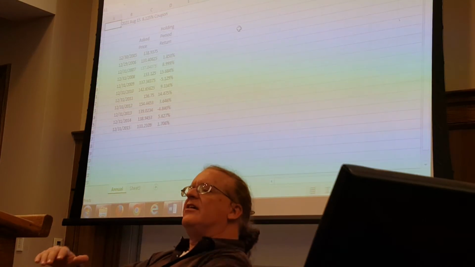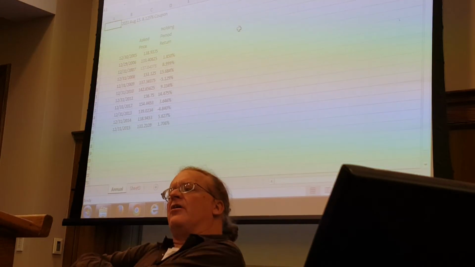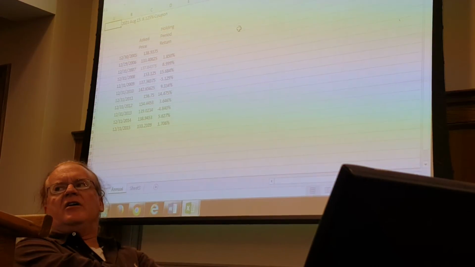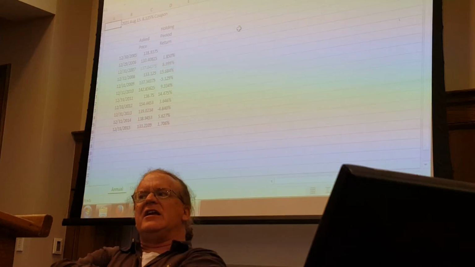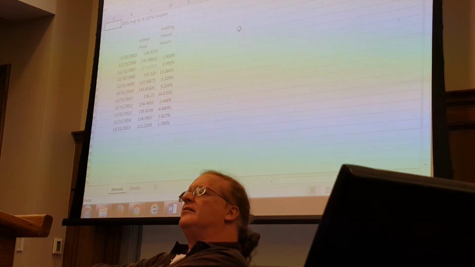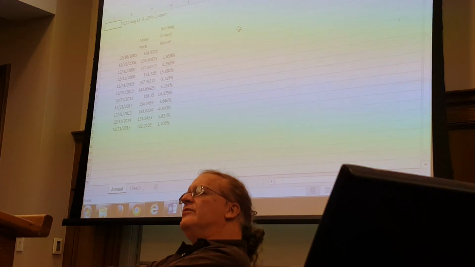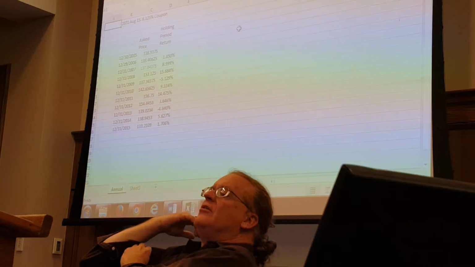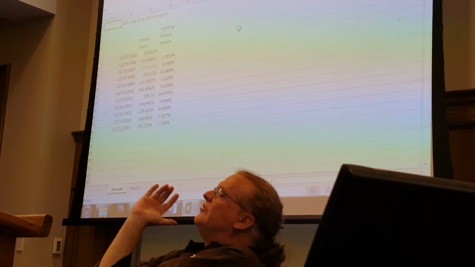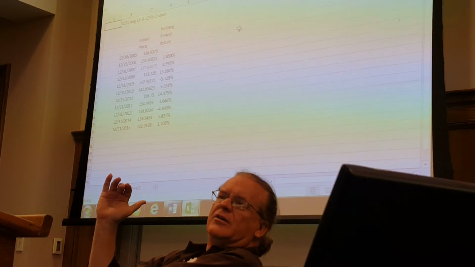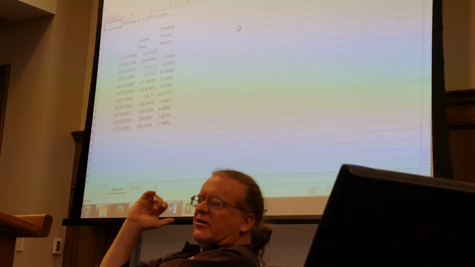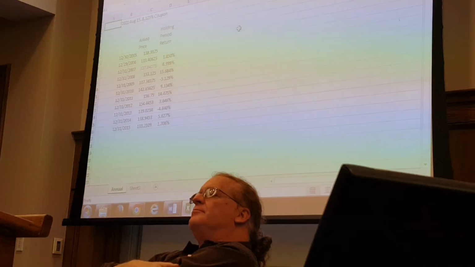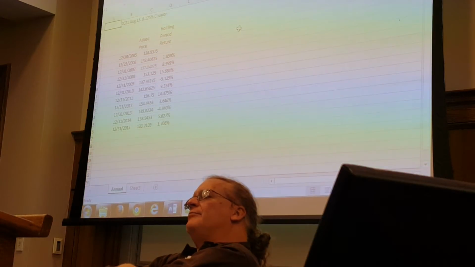Okay, what this is, these are the holding period returns on what was originally a 30-year Treasury bond. It was issued in the year 1991. It will mature in August 2021. It pays an 8.125% coupon.